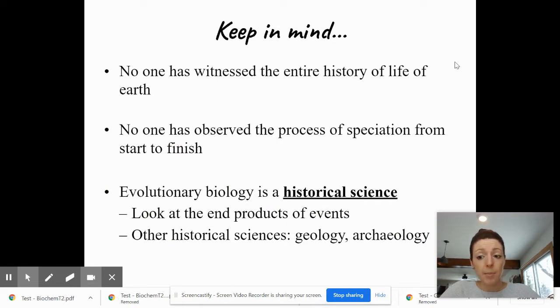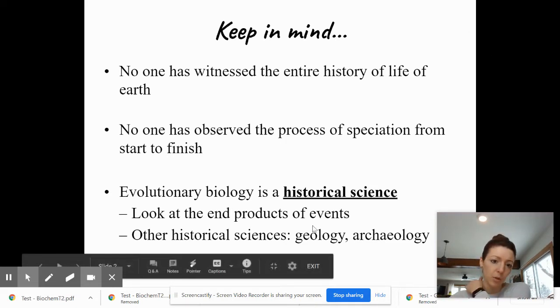So a couple things to keep in mind before we start. No one has witnessed the entire history of life on Earth, right? I mean, we live max 100 some years if we're lucky. And evolution, we're talking millions and billions of years. If you just did that Earth timeline, precisely 4.6 billion years, right? Nobody has been around that long. So a lot of this has been working backwards with pieces of evidence. And so it's more of a historical science.